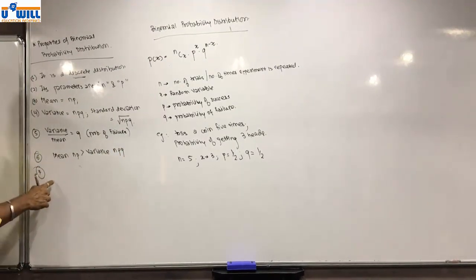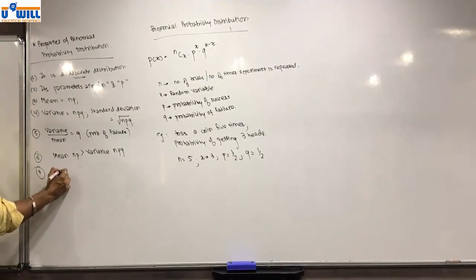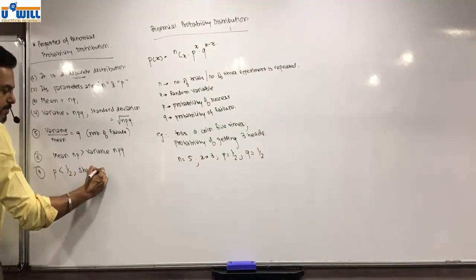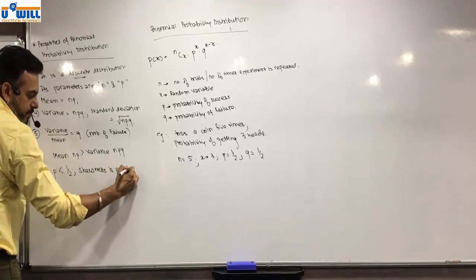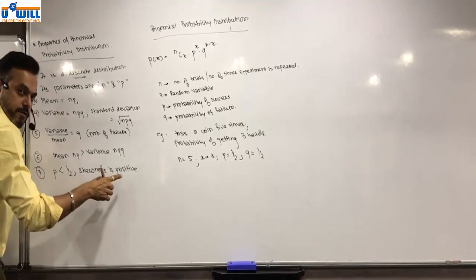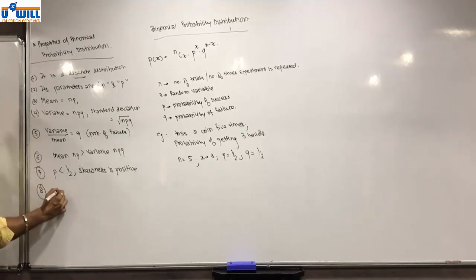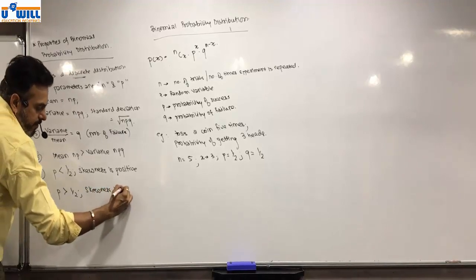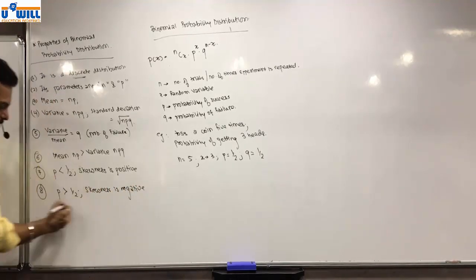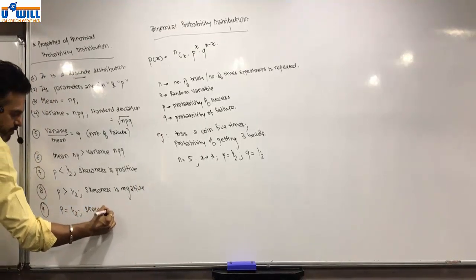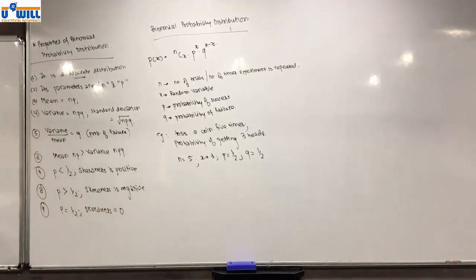Seventh, important, it comes in MCQ: if p is less than half, skewness is positive. P is less than half, skewness is positive. Eighth, if p is greater than half, skewness is negative. Ninth, if p is equal to half, skewness is equal to 0. Or can I say it is symmetric?